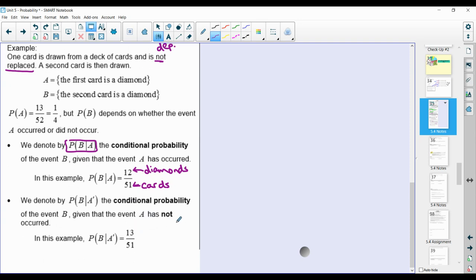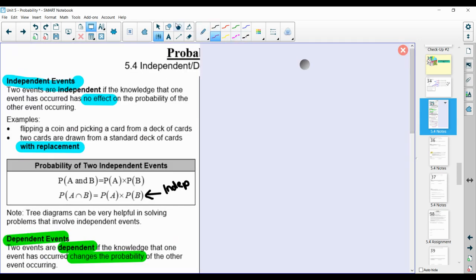We can also say that the probability of B given A not occurring would be 13 out of 51. So the probability of B given not A, and you'll see that as A prime or you'll see it as A bar. They mean the same thing. That means that there are still 13 diamonds in the deck out of 51 cards. Now we don't use this probability as often in this lesson, but you will see it when we get into looking at tree diagrams.